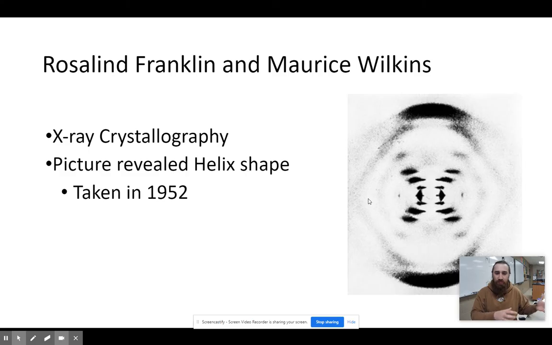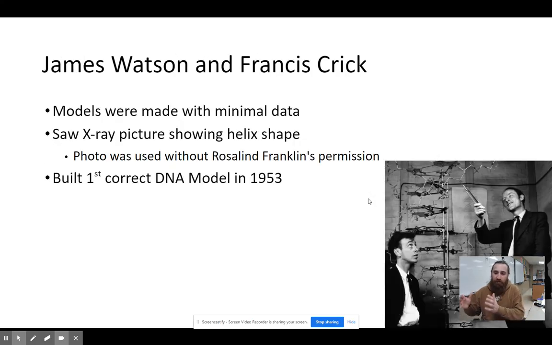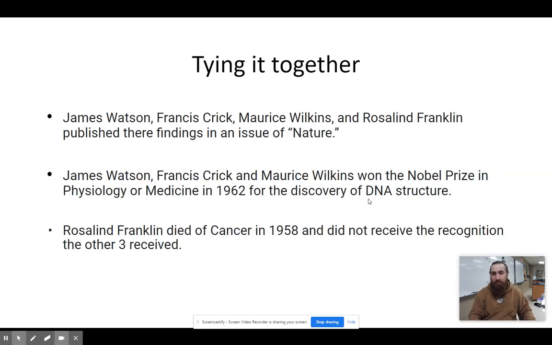Now, Maurice Wilkins and Rosalind Franklin were also trying to discover the structure of DNA. James Watson and Francis Crick were also still trying to figure out what DNA looked like, but they weren't sharing each other's information. So Watson and Crick went under the table and did it dirty to get this image. What happened is that James Watson, Francis Crick, Maurice Wilkins, and Rosalind Franklin all published their findings in an issue of Nature, which is a science journal.